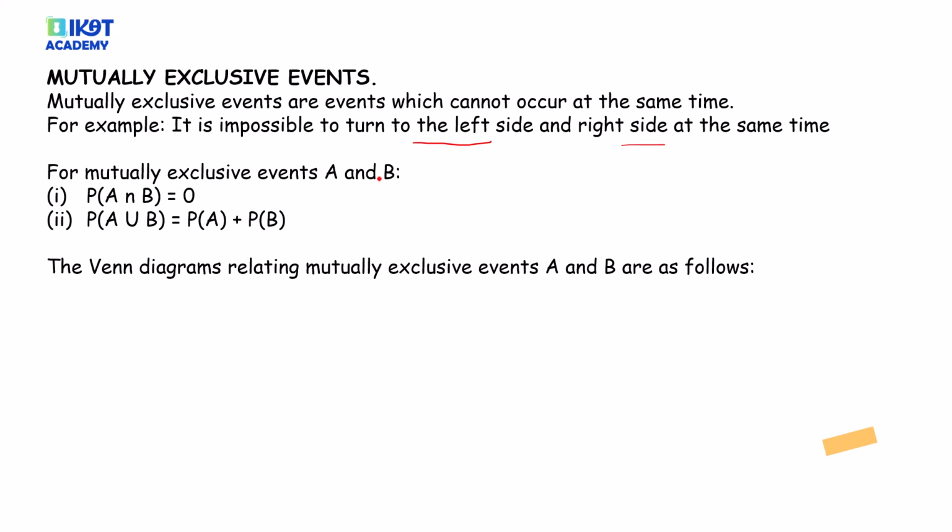Now, for mutually exclusive events, the probability of A intersection B is 0 because these events cannot occur together. So the probability of A union B, remember, is equal to the probability of A plus the probability of B minus the probability of A intersection B. However, for mutually exclusive events, this is 0. So that means the probability of A union B is the same as the probability of A plus the probability of B.